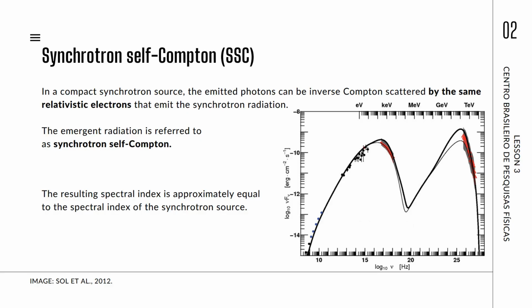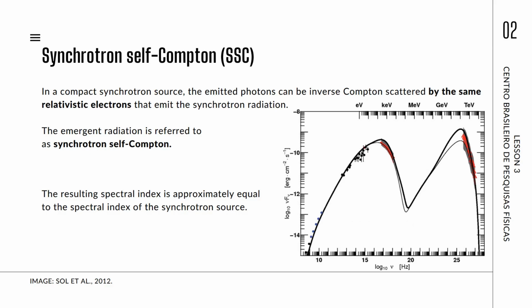Let's start with the synchrotron self-Compton. In a compact synchrotron source, for instance, imagine a cloud going up in the jet of an AGN. This cloud is the compact source, okay? In such a source, the emitted synchrotron photons can be Compton scattered by the same relativistic electrons that are emitting synchrotron, and this radiation will be boosted, and we call this phenomenon the synchrotron self-Compton.